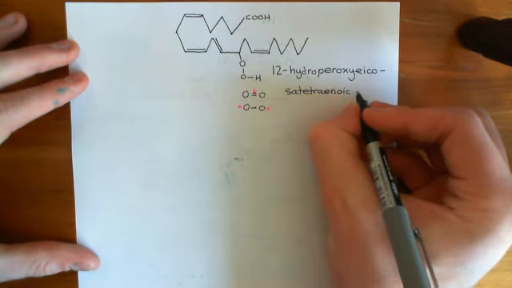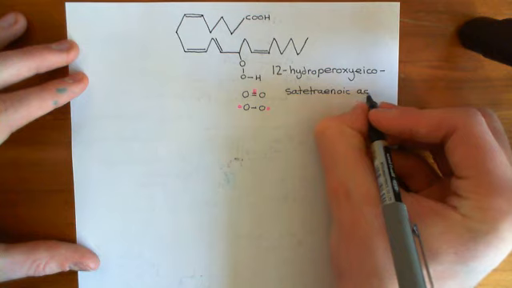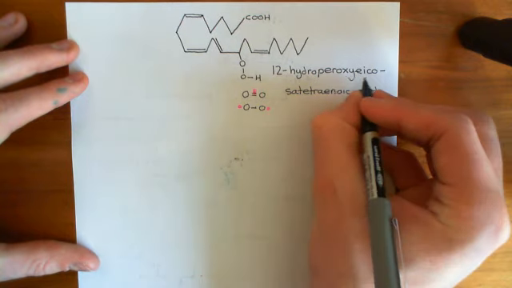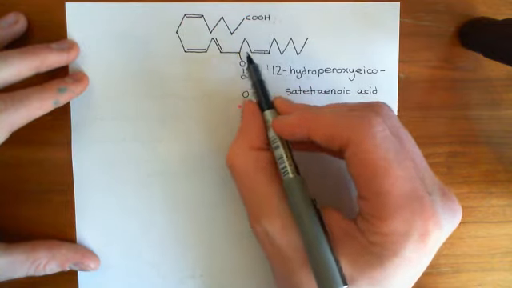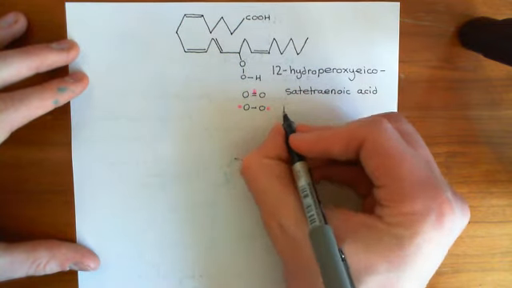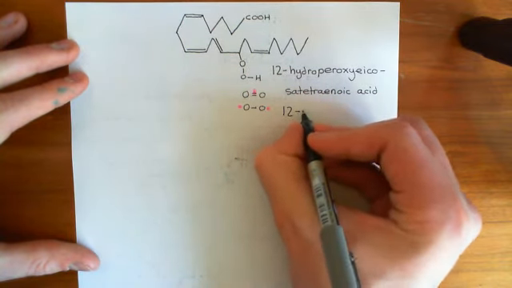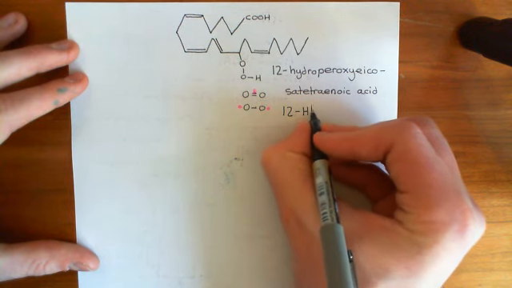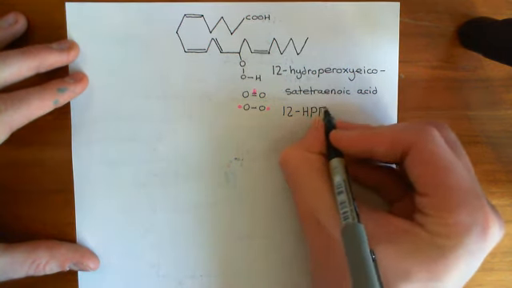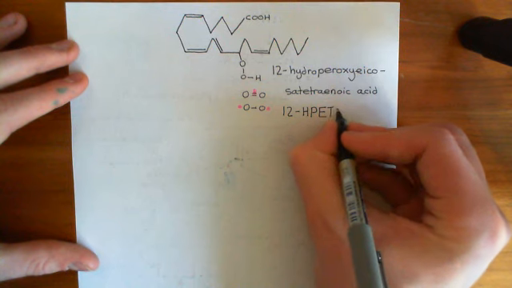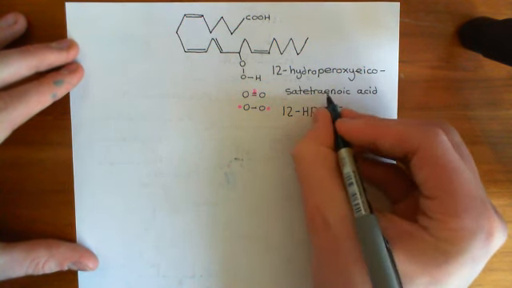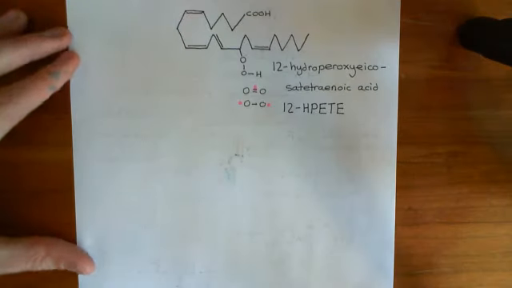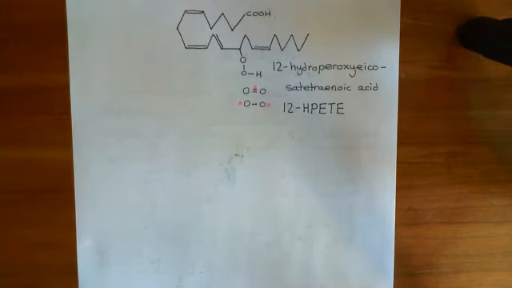Okay, so icosahexaenoic acid. So this is 12-hydroperoxy icosahexaenoic acid, or at least it's one isomer of that, a specific isomer of that. And this is usually abbreviated to 12, H for hydro, P for peroxy, and then icosahexaenoic, and then they don't put the acid, they just put an E there for tetraenoic. Okay, so 12-HPT.